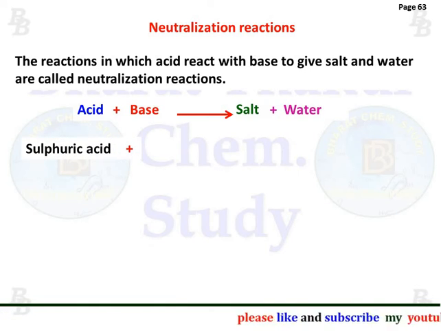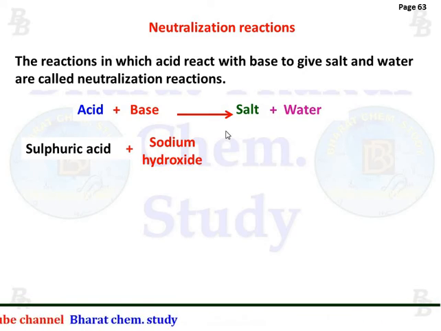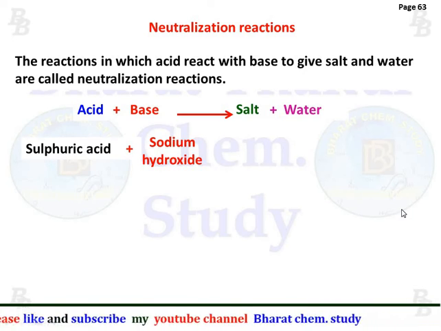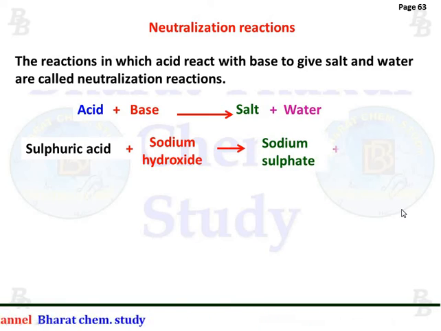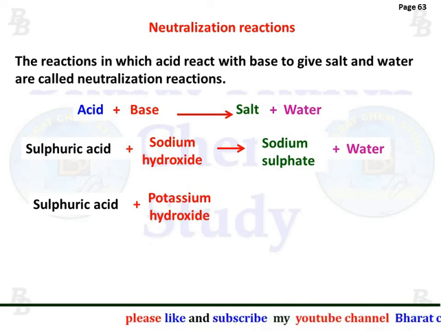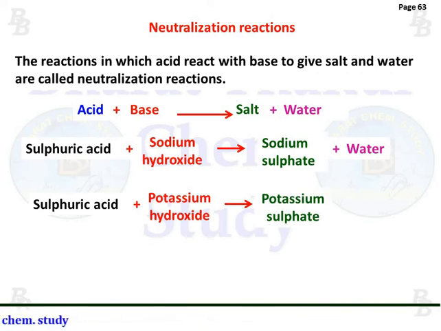Sulfuric acid reacts with sodium hydroxide. The salt formed: from the sodium hydroxide, the metal sodium is coming; from sulfuric acid, the negative part, sulfate, is coming. So the name of the salt is sodium sulfate, and water. In a similar way, sulfuric acid when reacting with potassium hydroxide gives potassium sulfate and water.